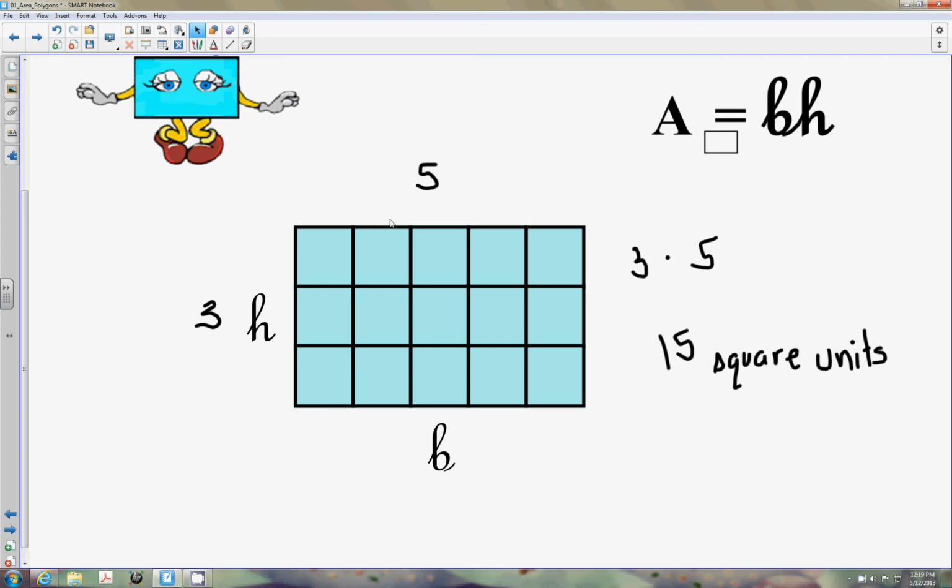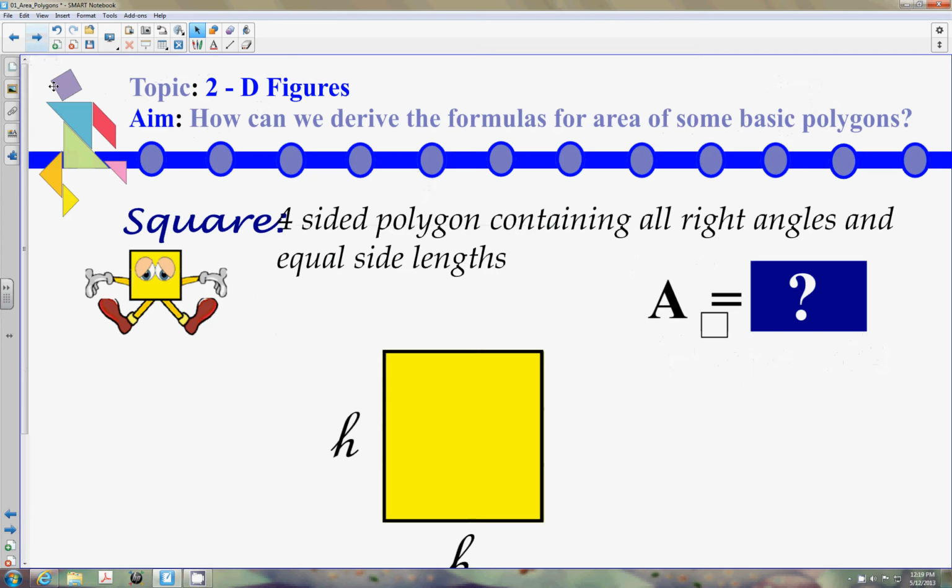The order will not matter how you multiply them. All right, so we're going to move on to the next figure. The square. All right, a square is a 4-sided polygon.